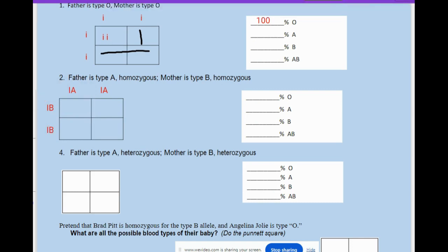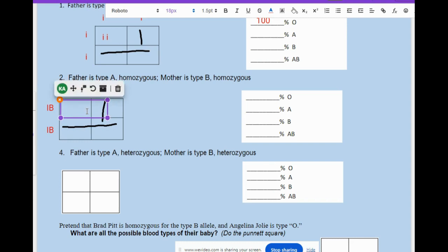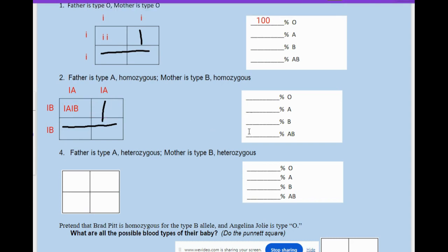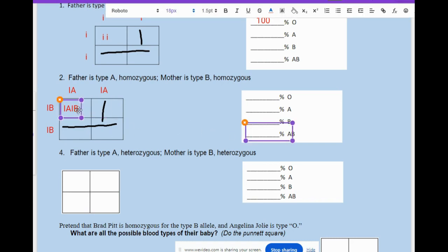All right, once again, since these are both big I^Bs, I can cross out this row. And since these are both big I^As, I can cross out this column. Yes, now it's only one. Saves me a little time. All right, this guy's big I^A, big I^A, big I^B. So he's got an A allele and a B allele. So all 4 boxes would have been the same. 100% of their kids are going to be type AB.